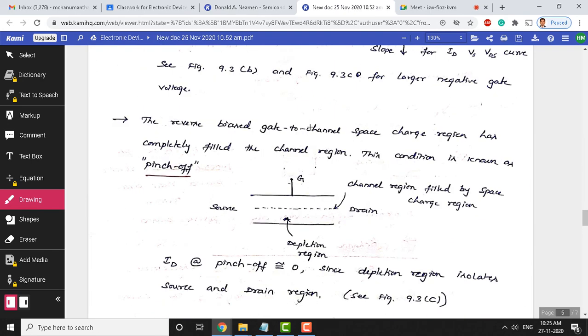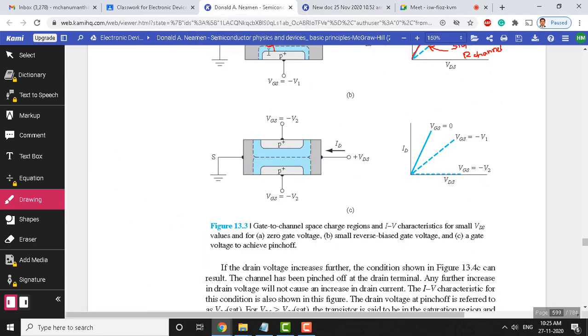We will see that here the reverse biased gate voltage. If you look at the last figure here, the space charge region completely gets filled if you apply more negative voltage, and this condition is known as pinch off. What is pinch off? Let us try to understand here.